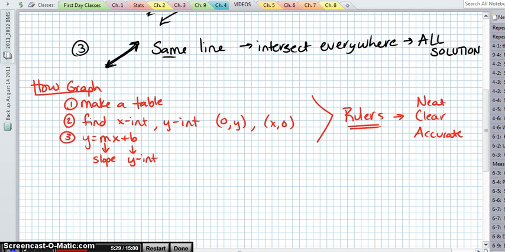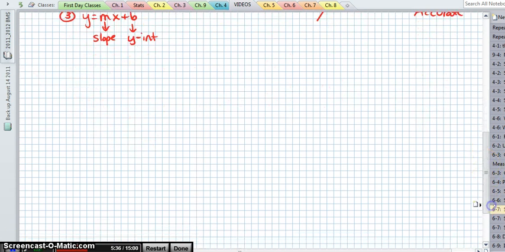Let's practice by doing some of the problems on your handout. Let's go ahead and take a look at page 62, number 2. So we are given two equations. The first equation is y equals negative 2x, and the second equation is y equals x plus 3. This is a system of equations.